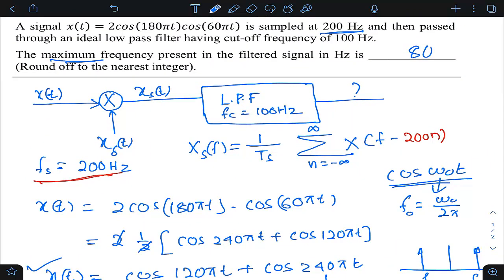This is again a very repetitive model question for students. It's not a new model question. In the history, if you check, at least 10 to 15 times this model question has been asked: a sample signal is passed through a low pass filter with a cutoff frequency, and what frequencies will appear at the output? So it is a very standard general model. The answer is 80 for this.